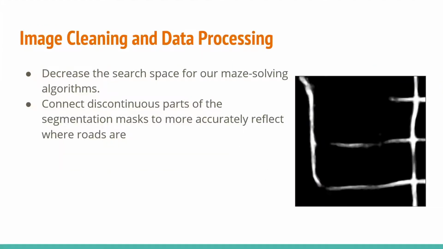After we implemented Unet, we were able to look at the segmentation masks that it had created to identify where roads were. Unfortunately, these weren't appropriate for maze-solving tasks, so we decided we needed to do some post-processing on this data. And the two big things we needed to do were to decrease the search space for our maze solver algorithm, and then correct some of the discontinuities to make it so you could find a continuous path along the roads.